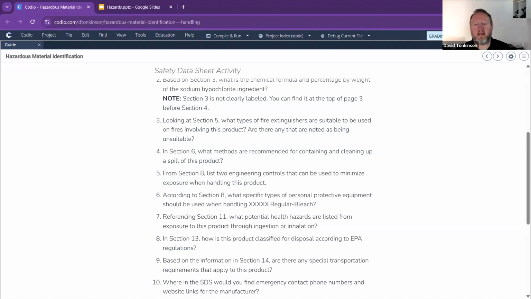So it says the engineering measures. So these are kind of physical measures, aren't they? So shower, eye wash stations, and ventilation systems. So they must all be in a suitable area that you can reach if you are handling this sort of material.